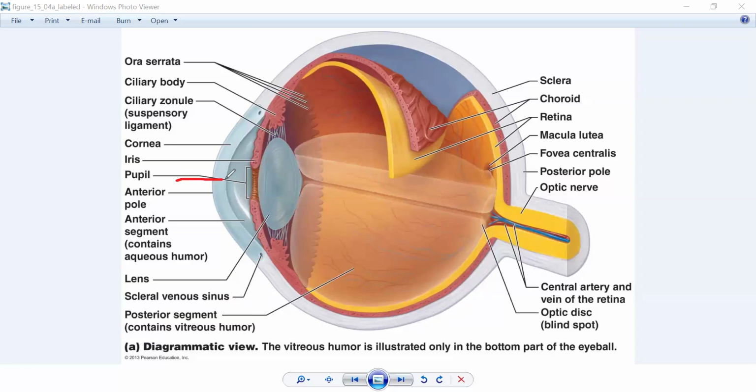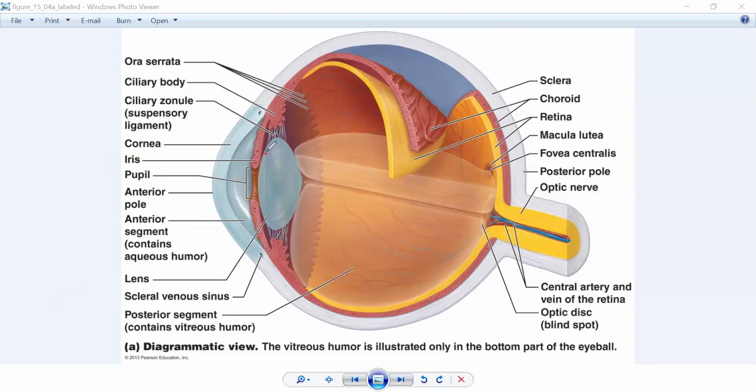So light goes through the opening of the eye. The opening again is called the pupil, and the pupil is controlled by smooth muscle, referred to as your iris, which you know as the color portion of your eye. But it is a smooth muscle that controls the diameter of the pupil.